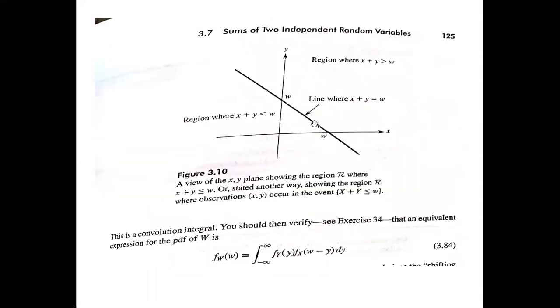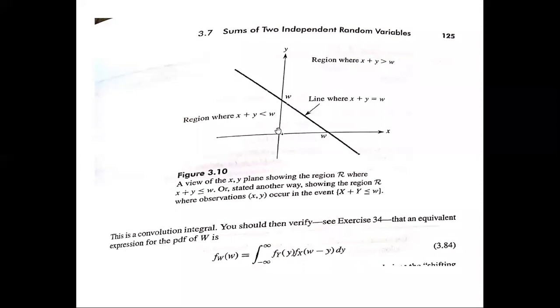The region R over which x plus y less than w is considered is in the figure written over here. We can write w equal to x plus y; x plus y equal to w is the line which is written over here. If x is equal to 0, w is equal to y, and if y is equal to 0, w is equal to x. So if you join these two points and extend it, you get this line. Whatever is below this line is x plus y less than w. Whatever is above this line is x plus y greater than w.